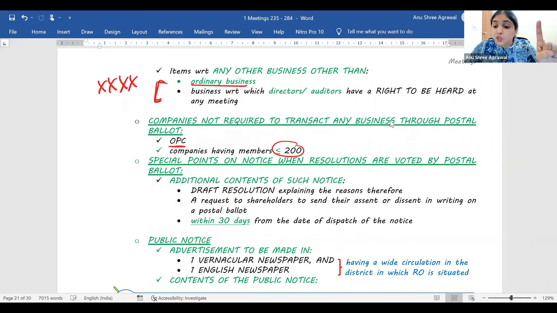Number one, ordinary business. Do you remember ordinary business, guys? Consideration of financial statement, auditor report, board report, declaration of dividend, appointment of directors, appointment of auditors, and fixing their remuneration. For these ordinary businesses, come what may, no matter what kind of company you are, postal ballot is not allowed. Number two, there are some matters where you give the directors or auditors the right to be heard, the right to speak. Like for example, if you want to remove the director or remove the auditor, you give him a right to speak, right? In these cases, you cannot do the resolution by postal ballot. These two matters, the resolution has to be passed only in the meeting.